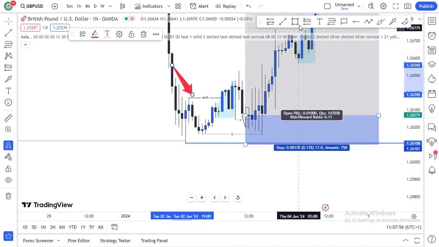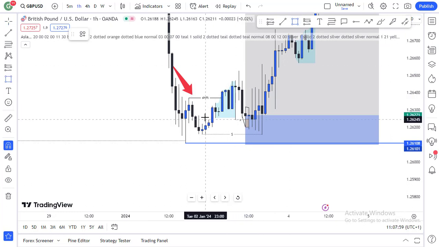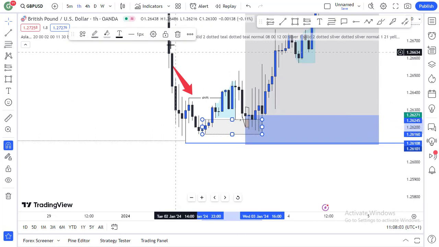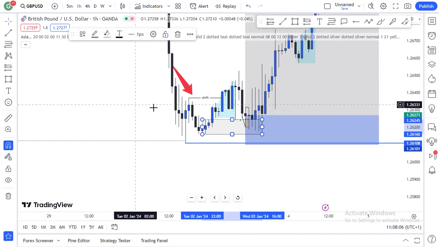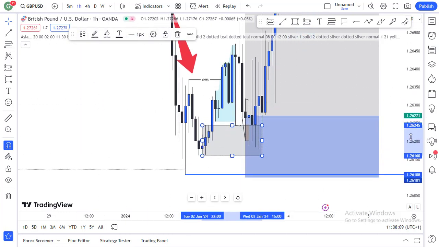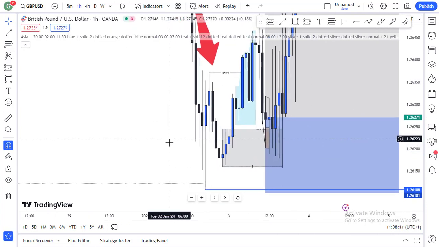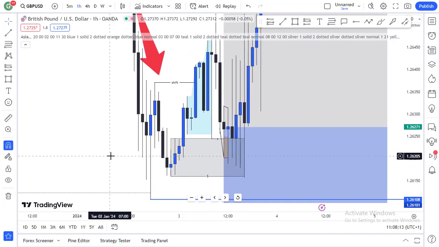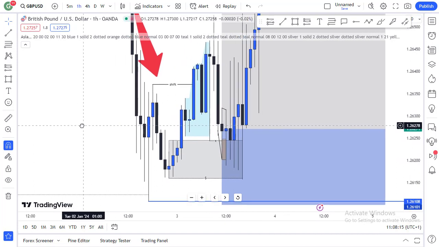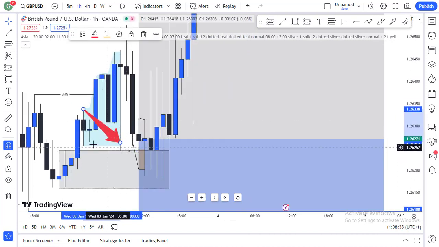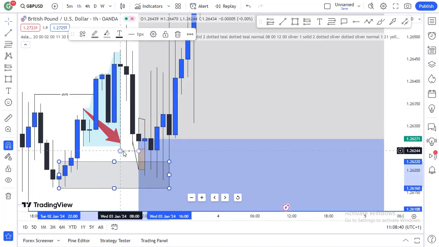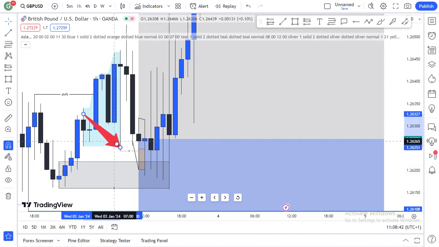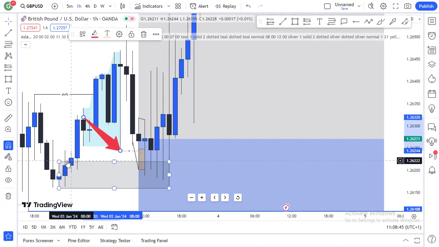What led to that shift? There was a POI that led to that shift right here, and this POI has imbalance. So once I saw that there was a POI that led to the shift above, the next thing we were looking for was an inducement or a liquidity on the 1-hour time frame. So this was my liquidity. I marked this point as my inducement. If price takes this below, then I'll be looking for my buy trades.